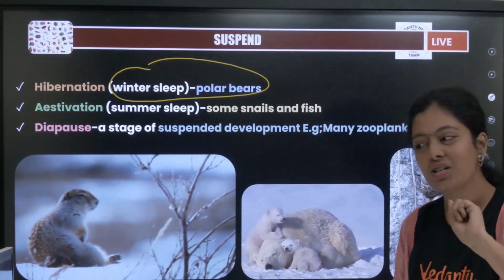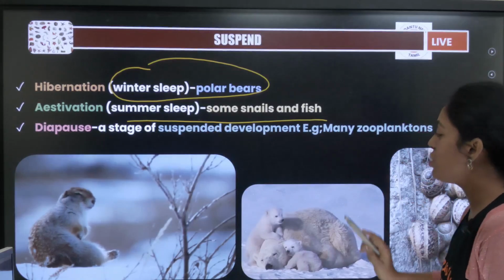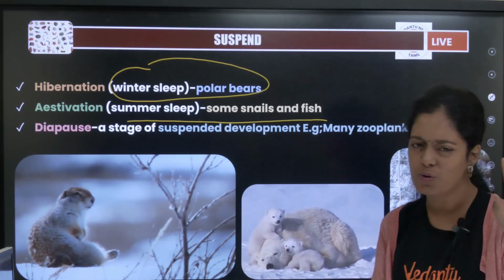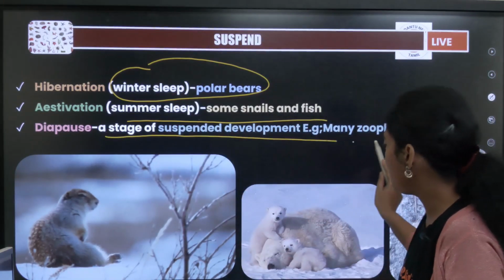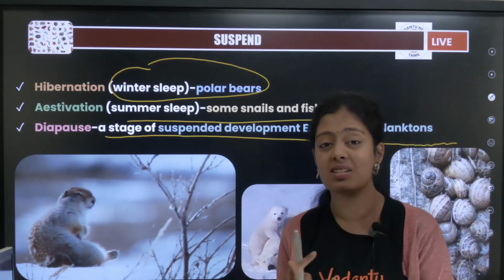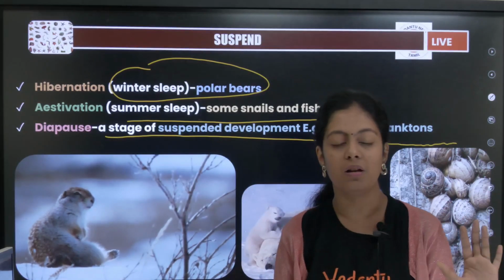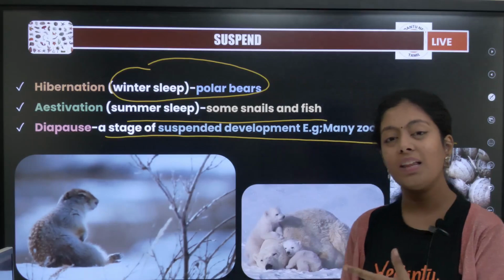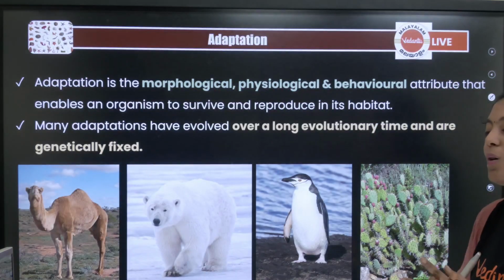Then you have estivation. Okay, in estivation you have summer sleep. Some snails and fish, okay, they basically undergo summer sleep, because the temperature outside is very bad at that time. Okay, diapause, a stage of suspended development. Okay, be it zooplankton or some larval stages, if the conditions outside are not favorable, they suspend. So what are the two things you have? Migrate and suspend. So when they cannot do anything about the changing environment, they either migrate or suspend.